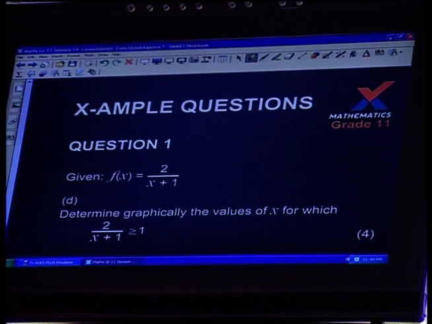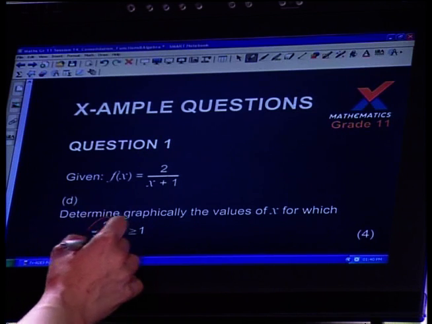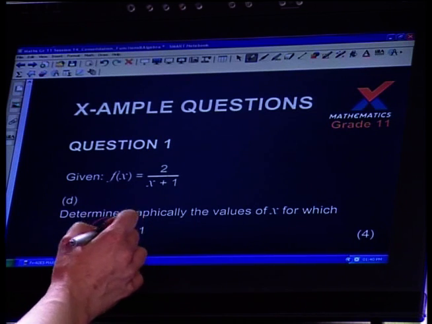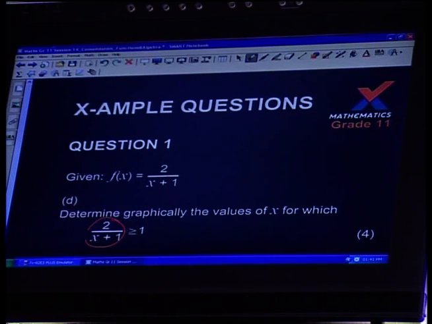Final question says, determine graphically the values of x for which f, my graph, is bigger than or equal to 1. Now, the fact that we say graphically means you don't need to do a calculation. You actually have to go back and look at your graph and decide from there when this will be the case. So the question says, where is the graph greater than or equal to 1?